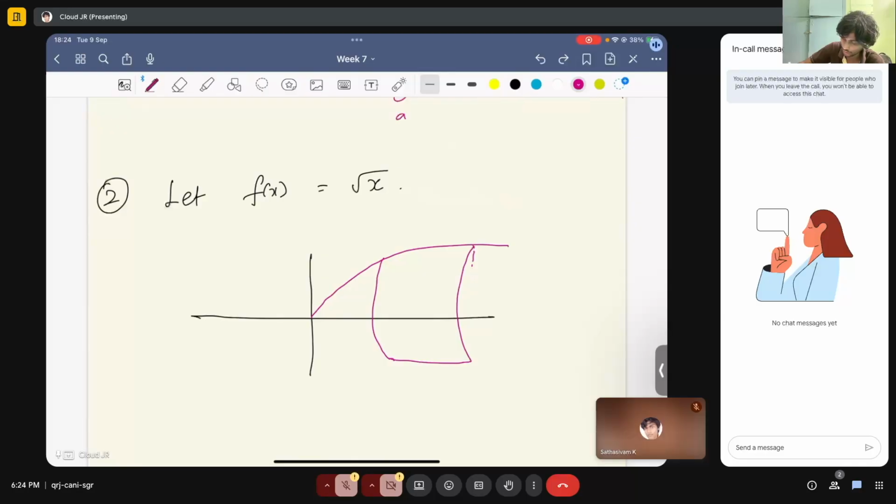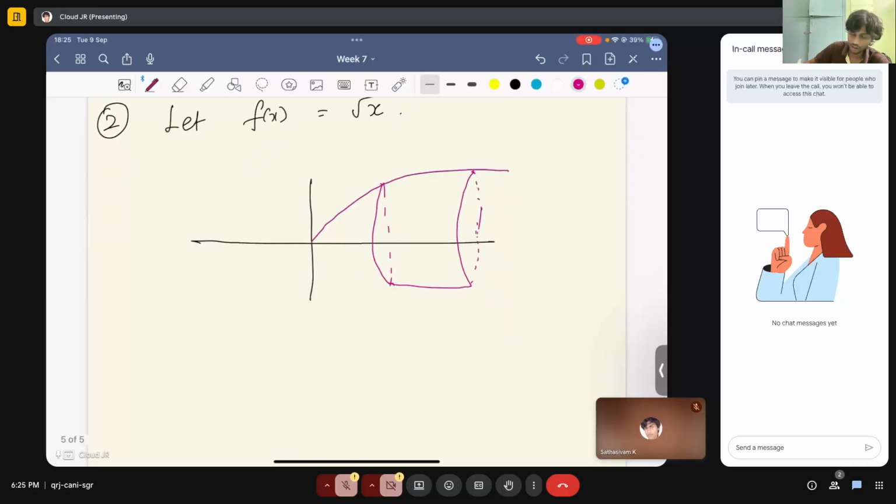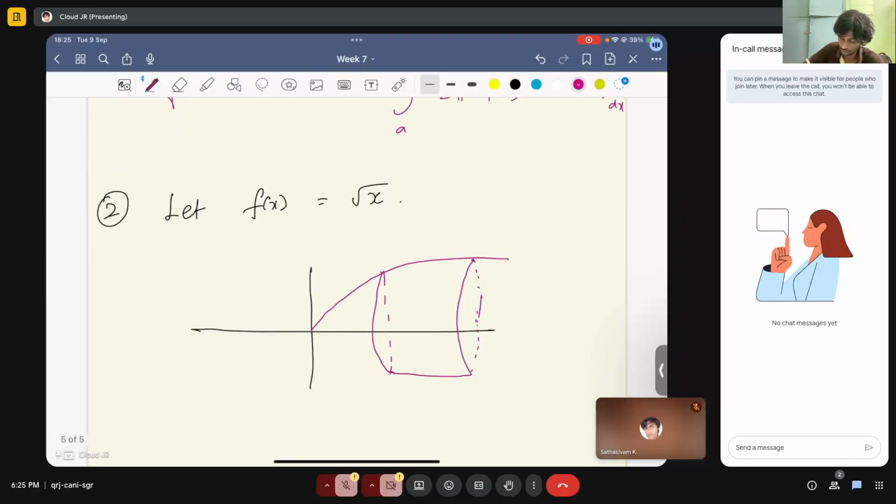Maybe that's not a correct description. And similarly here also it goes. Probably I will put a dotted line here. So what you are trying to find is basically the outer surface of this. So this is what we are basically trying to find, right? So we have the function here, and we want to find the surface area.